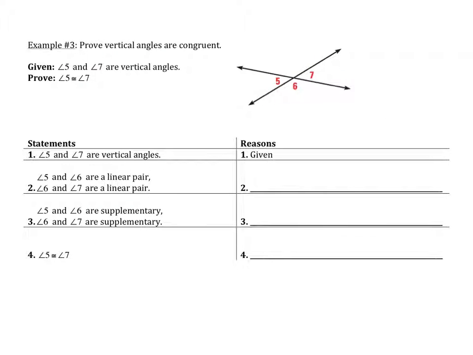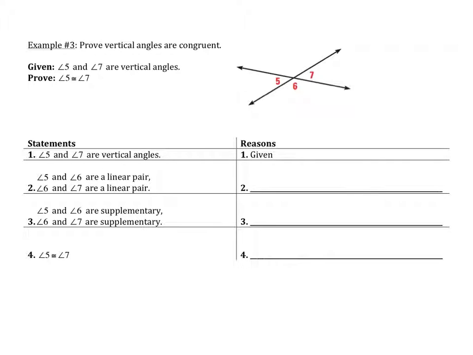Example number 3. As I told you in the last slide, we are now going to prove that vertical angles are congruent. We'll start the proof by stating that angle 5 and angle 7 are vertical angles. We know that just by looking at this diagram, and we are supposed to prove that angle 5 and angle 7 are congruent. I've done a bit of the proof for you to walk you through this, and basically we're just going to be asked to fill in the reasons for each of the statements on the left-hand side.